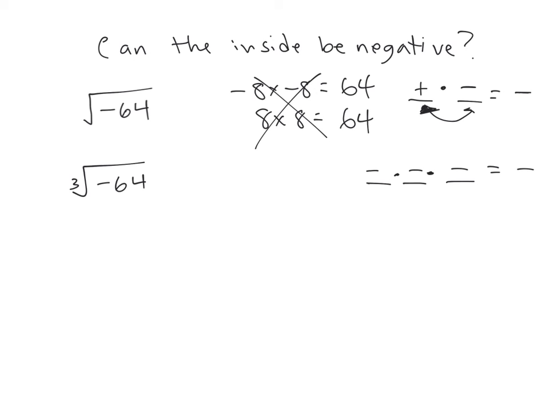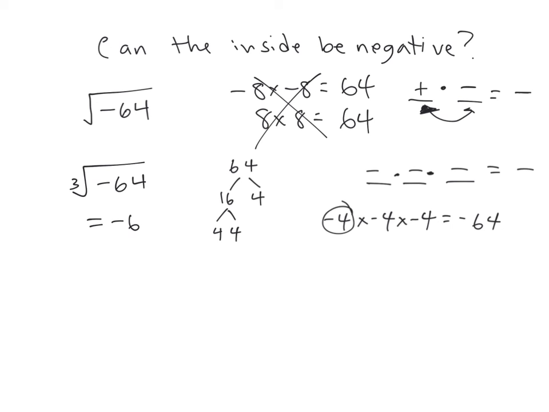In this case, when I go to look at 64, if I break it down with a tree, 64 I can write as 16 times 4, and 16 is 4 times 4. So that means 4 times 4 times 4 is going to make 64. And if I make it negative 4 times negative 4 times negative 4, that's going to make a negative 64. So I found a number that times itself 3 times makes negative 64. So for the cube root of negative 64, I can find a cube root.